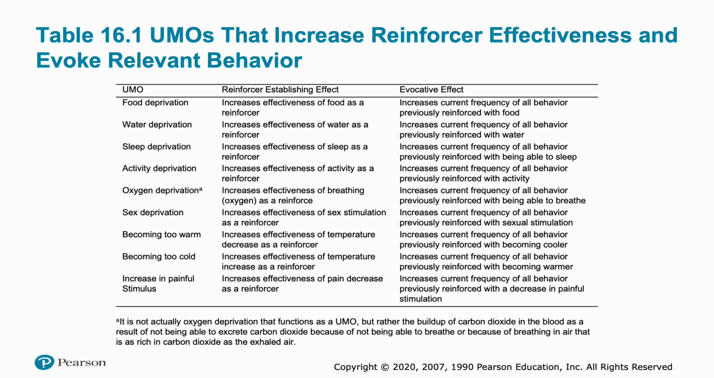So now let's look at this table. It's table 16.1. This is included in your textbook. And we're going to go over each example with the different UMOs. We're going to talk about their reinforcer establishing effect, which is that value altering effect, right? How is it altering the value of that particular stimulus as a reinforcer? And we're going to look at the behavior altering effect, or the evocative effect. What behavior are we evoking?